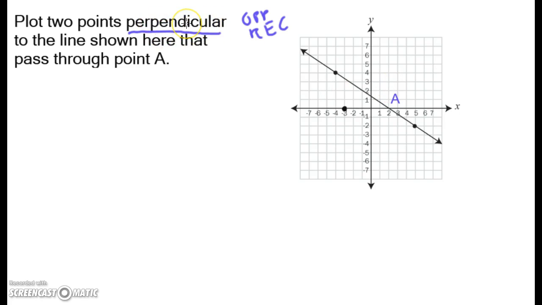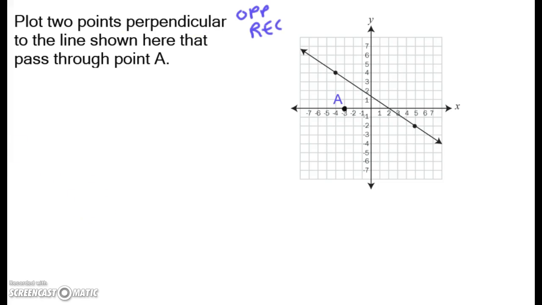Now, one thing that will really help you with a problem like this is knowing that perpendicular means it's going to cross at a 90-degree angle. Because if you start drawing your line and it doesn't look like a 90-degree angle to me, I would think that was wrong just by looking at it. So make sure that you're paying attention to what that really means.